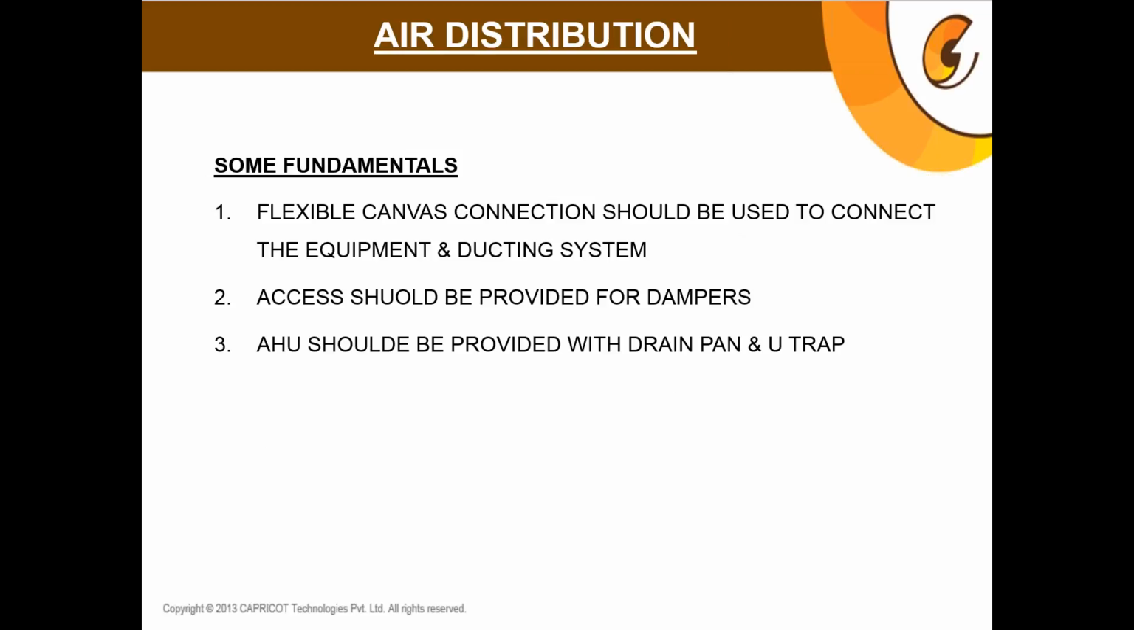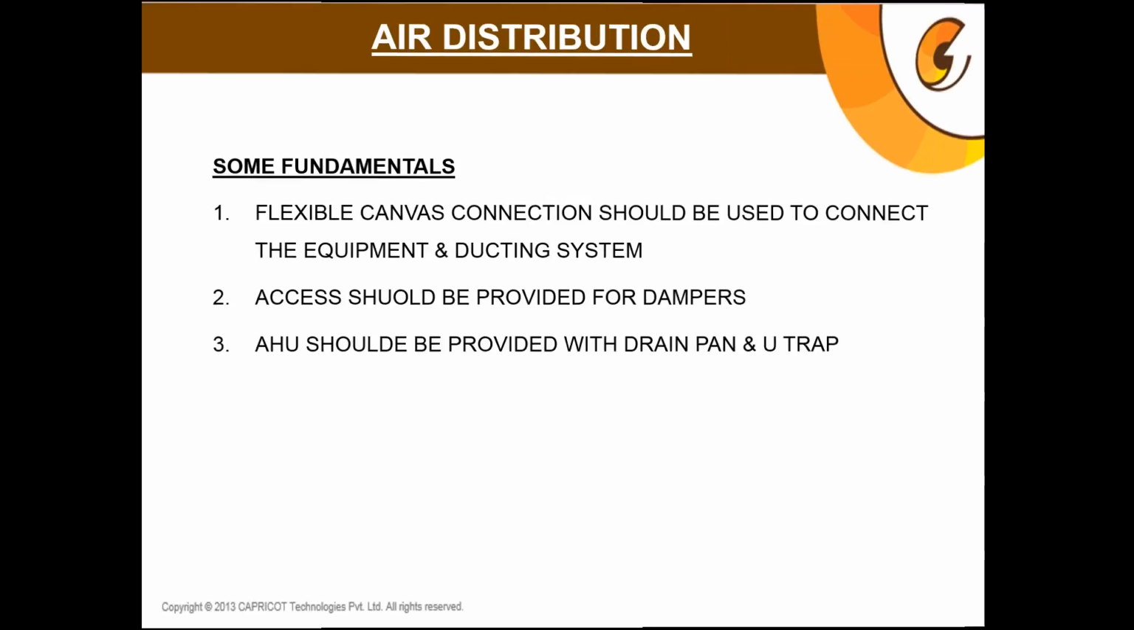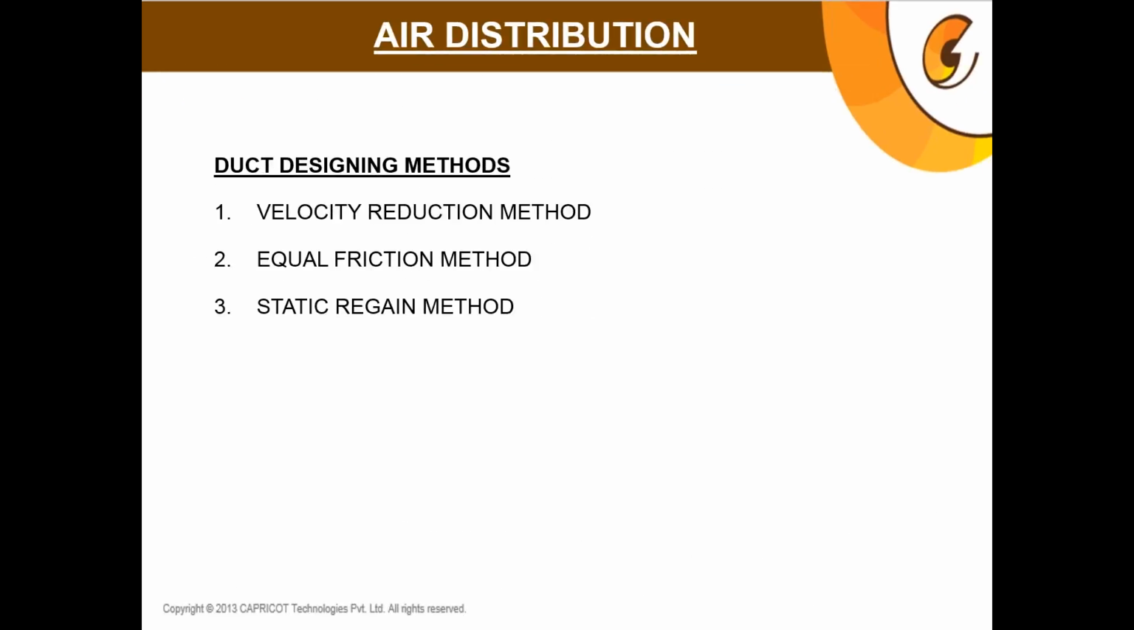Most of the things we discussed are where we need to use a flexible duct, where we need to use traps and drains for AHU, and where we should provide the dampers. See, this is another side of duct designing. In an air conditioning system, we have two different domains: one is calculating the load and one is calculating the duct sizes. These are the most important things. In duct designing, we use three basic methods: the velocity method, the equal friction method, and the static regain method. These three methods are included in Revit.